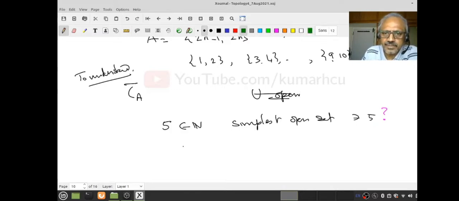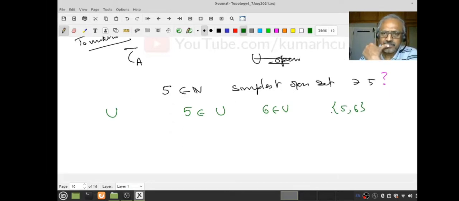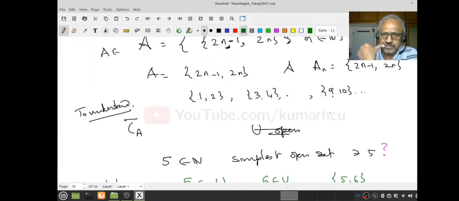You know the answer, right? If 5 belongs to U, okay, suppose U is such an open set. If 5 belongs to U, then what do I know? 6 also should belong to U. You understand that? Therefore {5, 6} is the simplest open set. All of you agree with that? Please pay attention.